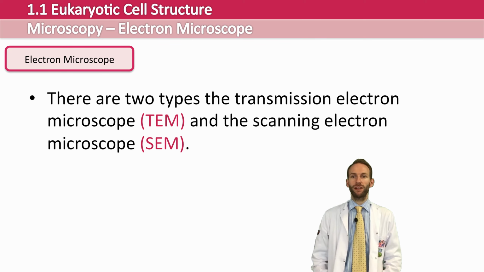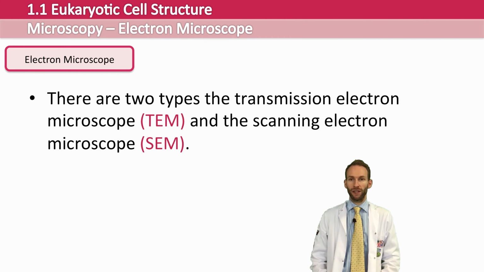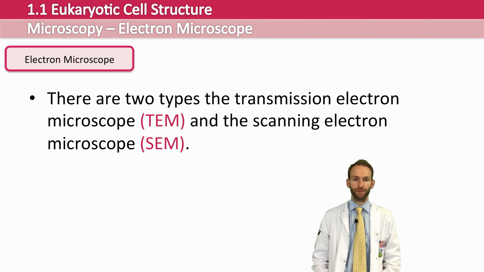So the transmission electron microscope produces images with the highest magnification. The images are two-dimensional, but they have a higher resolution than the scanning electron microscope. You tend to look at the internal structures of cells or organisms using a transmission electron microscope, and the images are produced on a fluorescent screen at the end.